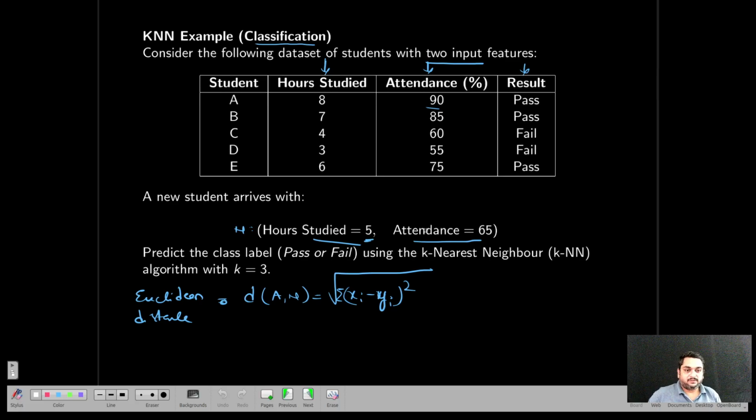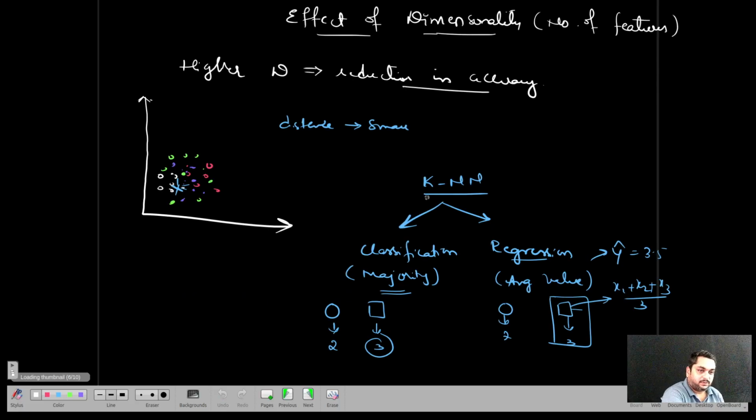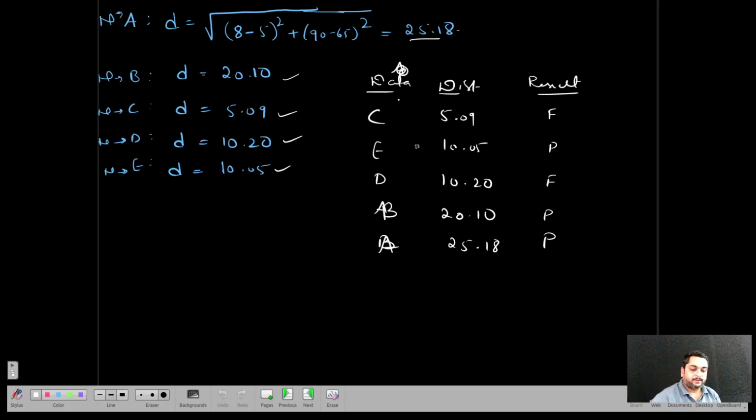Now, how do you classify? For that, they have given K equal to 3. You select 3 neighbors. So in this table, what are the 3 neighbors? Which 3 neighbors? I have already taken the minimal. So which are the 3 nearest neighbors? These are the first 3 nearest neighbors.